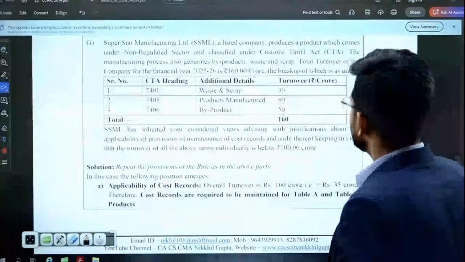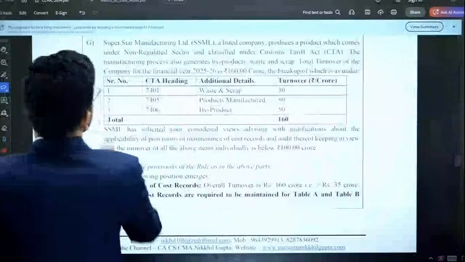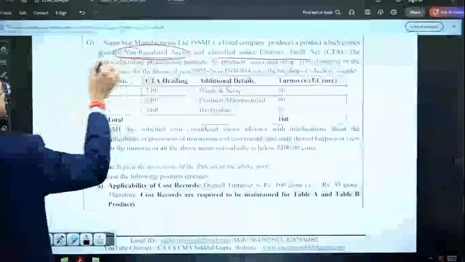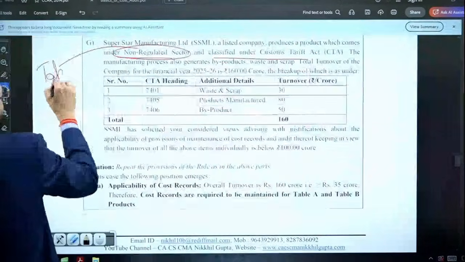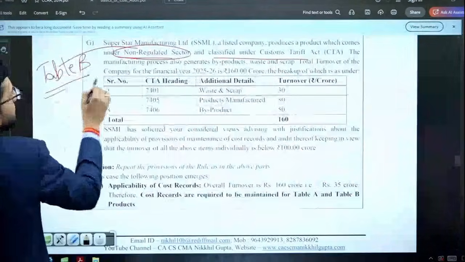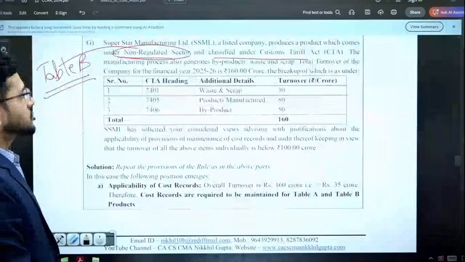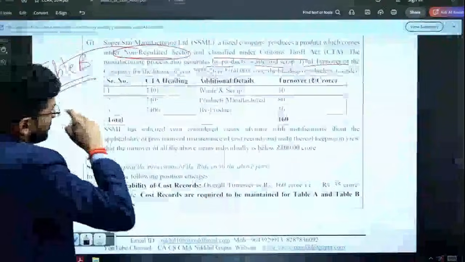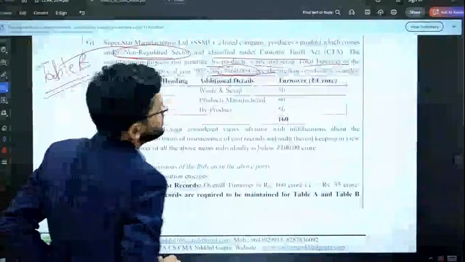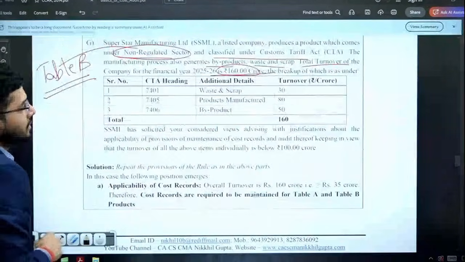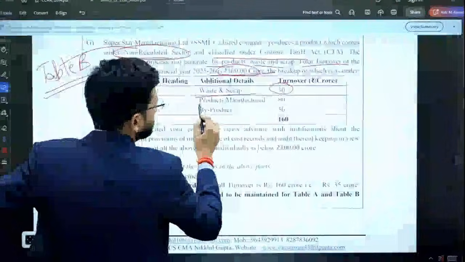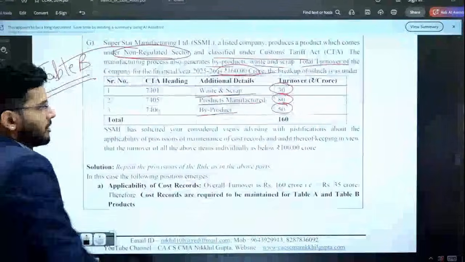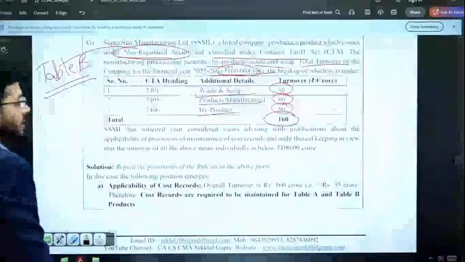Superstar Manufacturing Limited is a listed company, produces products which come under the non-regulated sector, which means table B, classified under the Customs Tariff Act. The manufacturing process also generates byproducts, waste and scrap. Total turnover of the company for the financial year 25-26 is 160 crore. The breakup is as under: waste and scrap 30 crores, the product manufactured 80 crore, byproducts 50 crores. Total is 160 crores.